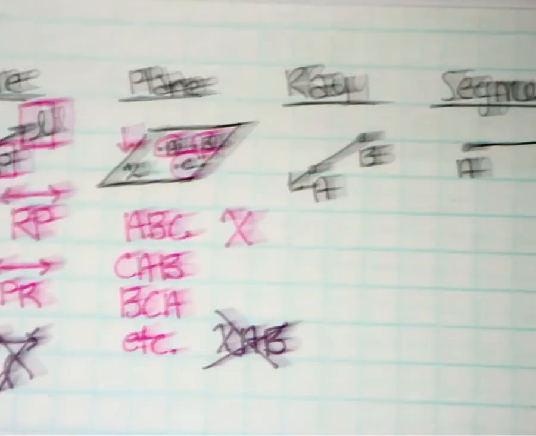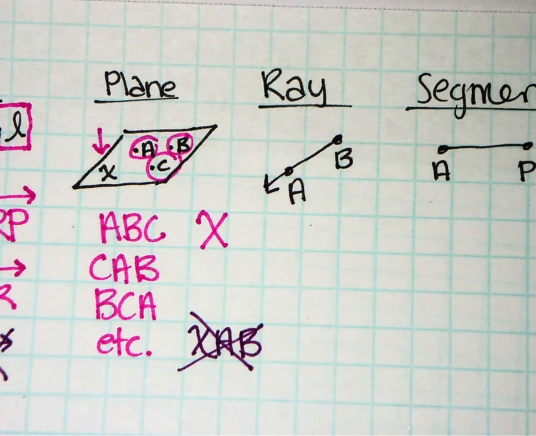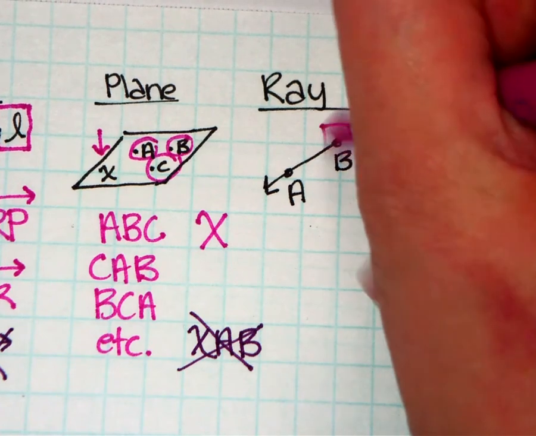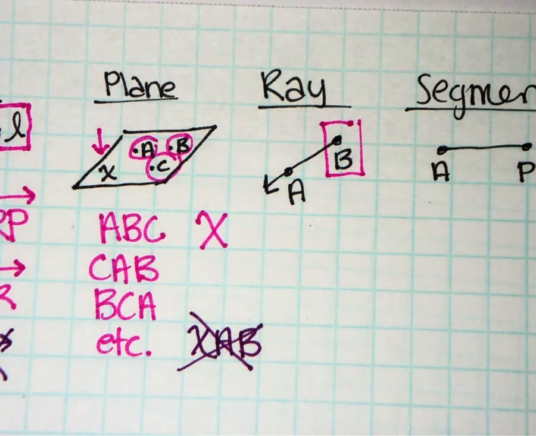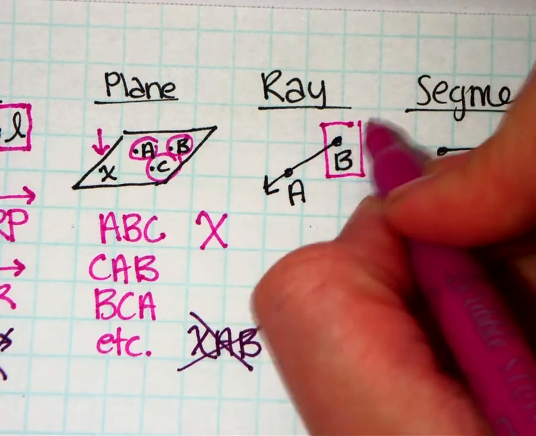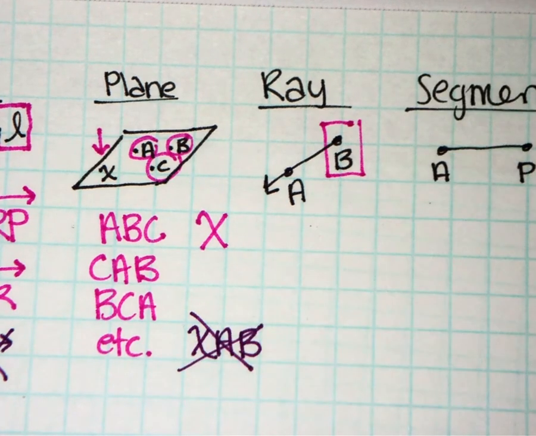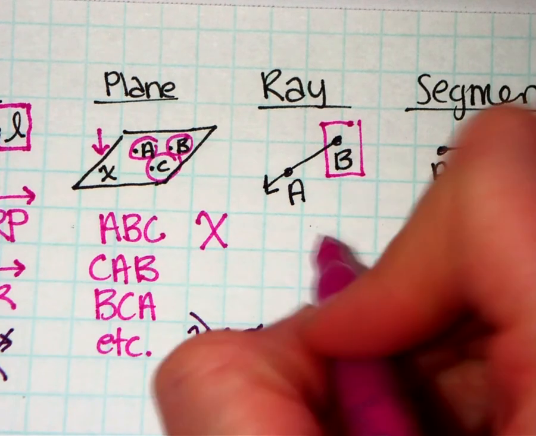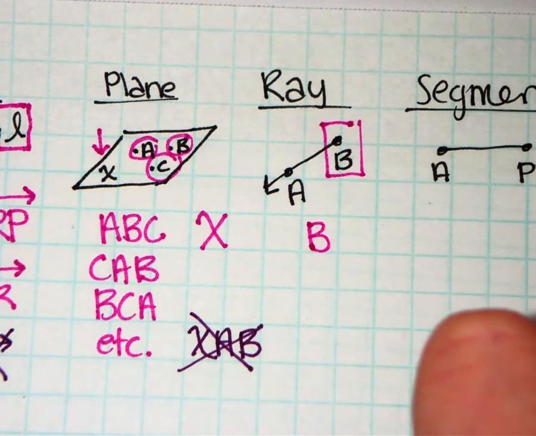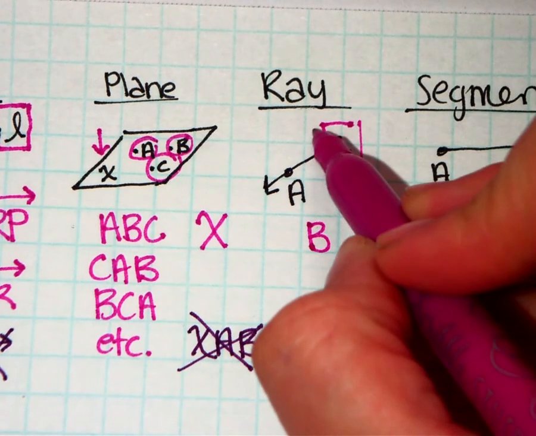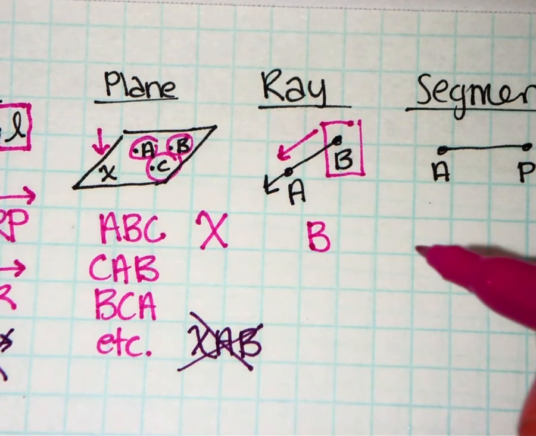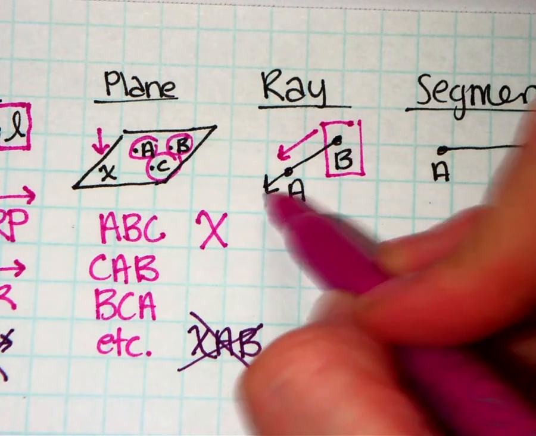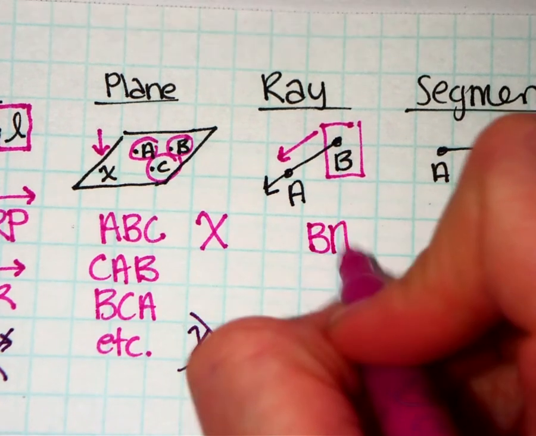The next type of figure is called a ray. Rays are different from lines because they only go in one direction. To name a ray correctly, you always start at the beginning point. That can be at the end, up at the top, or down at the bottom, but you always start where the ray starts. And you can tell where a ray starts by the no arrow. So we're going to put a B here to show where it begins. The second letter denotes the direction of the ray. So it goes towards the arrow, or towards A.